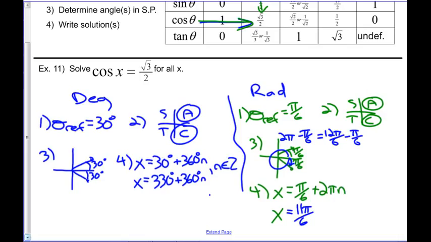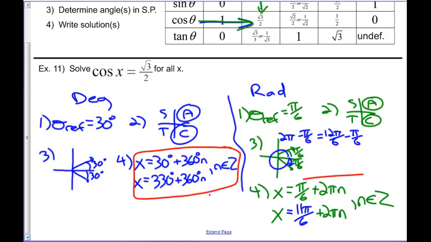But both of those solutions recur with every revolution. And a revolution in radians is 2 pi radians. Whether we're talking about this one over here or this over here, they're the same solution, just shown in different angle measurement systems. So they mean the exact same thing.